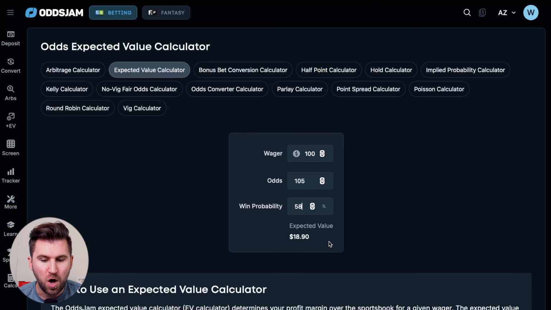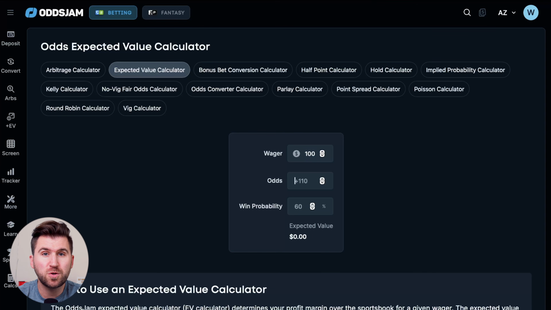18.9% in edge. On the flip side, though, if you're receiving +105 odds and you only have a 42% chance of winning, then this is negative EV, and this is a bet that you wouldn't want to make. Again, all of these calculators are available on oddsjam.com, guys, for free.